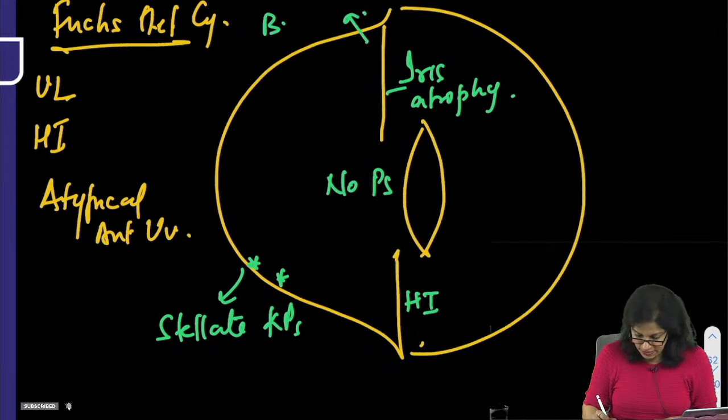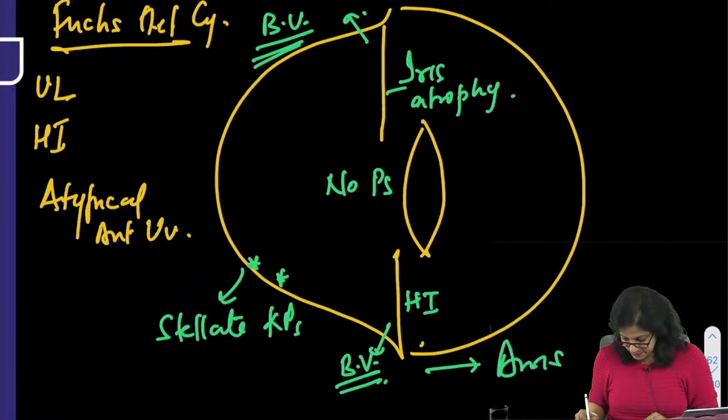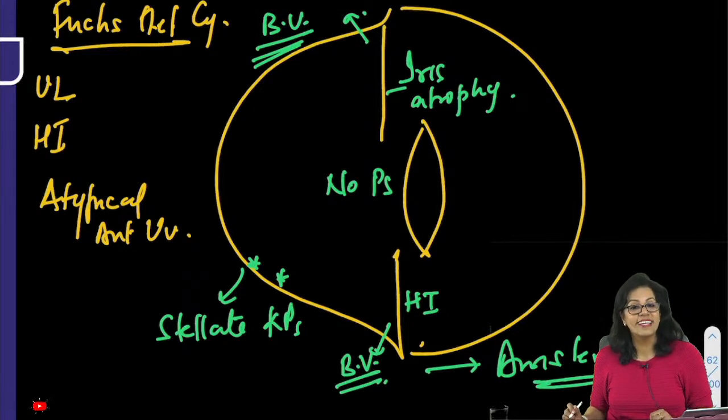These blood vessels that you see could be new blood vessels, all the exposed ones. What happens when you see them in the angle and you are doing a paracentesis, there is bleeding. This is what is called Amsler's sign. This is about your Fuchs heterochromic cyclitis.